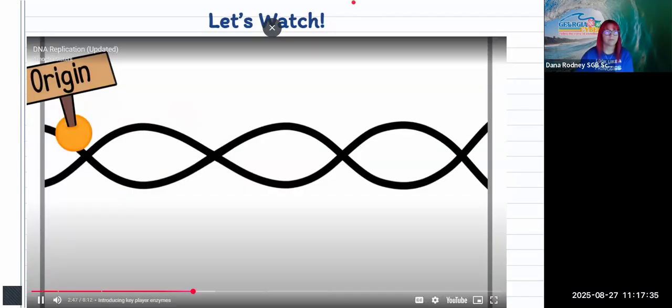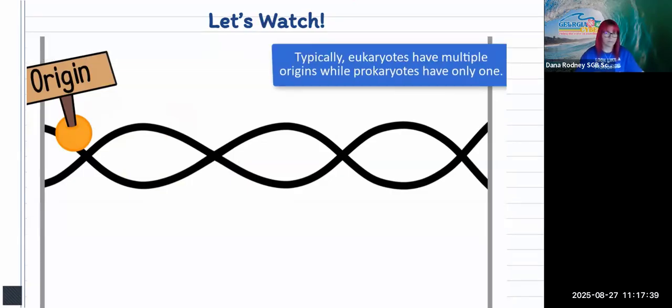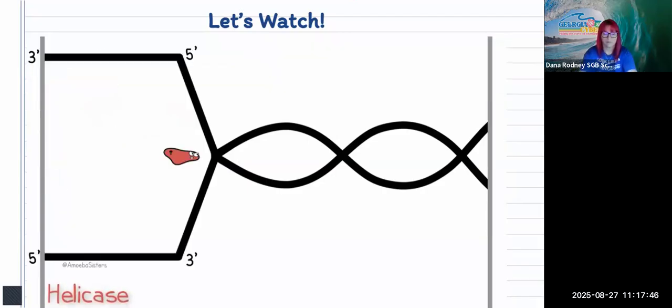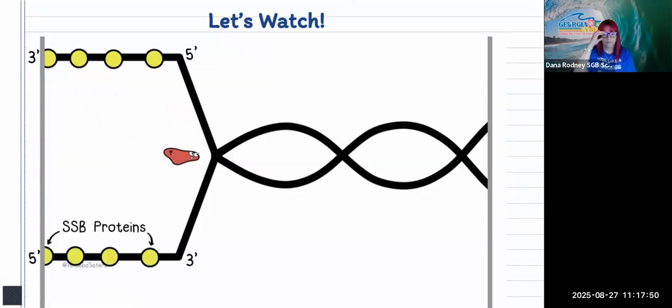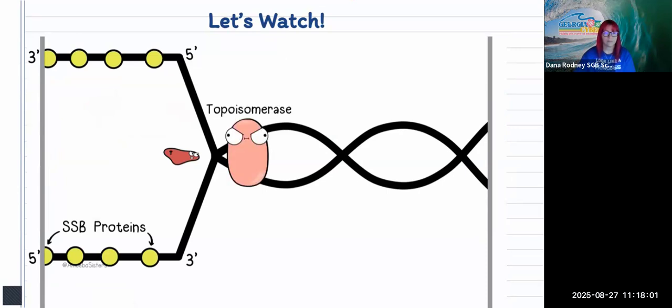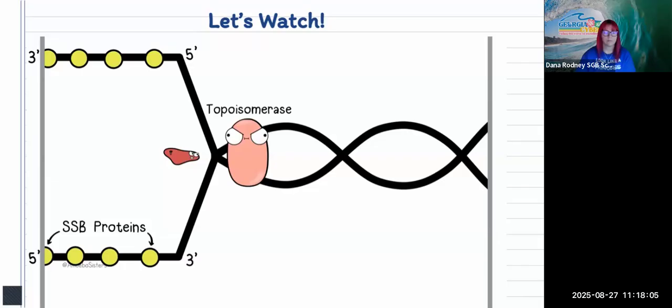So, DNA replication starts at a certain part called the origin. Usually this part is identified by certain DNA sequences. At the origin, helicase, the unzipping enzyme, comes in and unwinds the DNA. Here's the thing though, you don't want these strands to come back together. So SSB proteins, which stands for single-stranded binding proteins, bind to the DNA strands to keep them separated. And topoisomerase keeps the DNA from supercoiling.